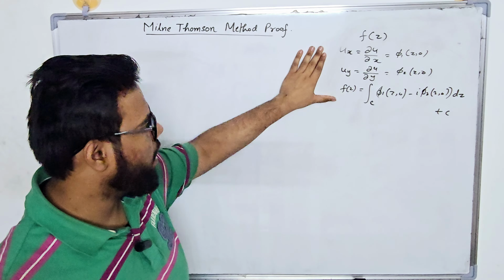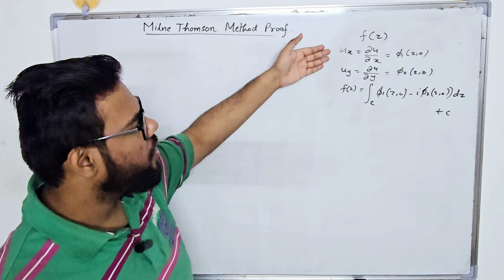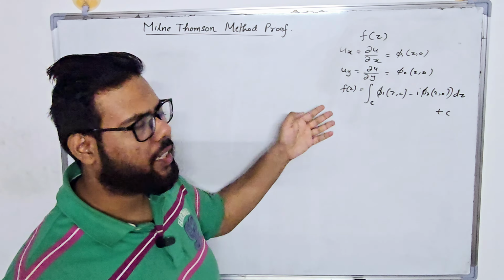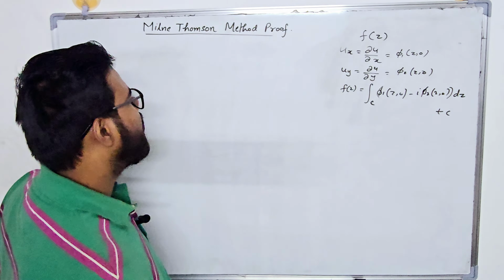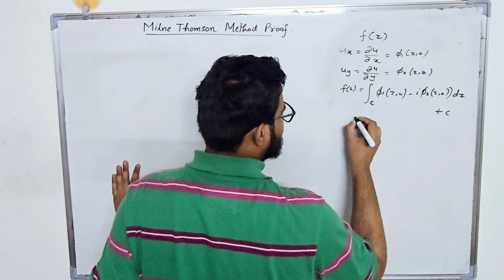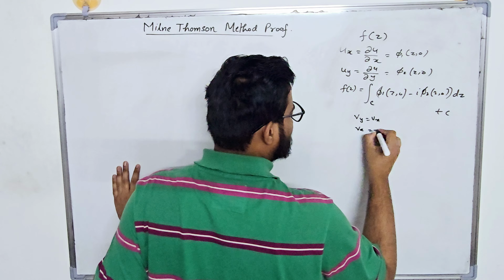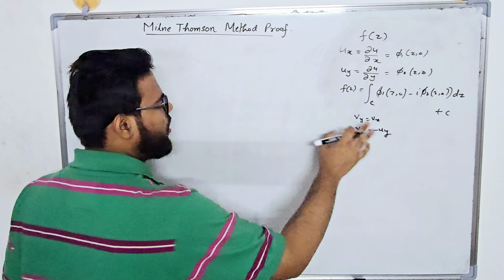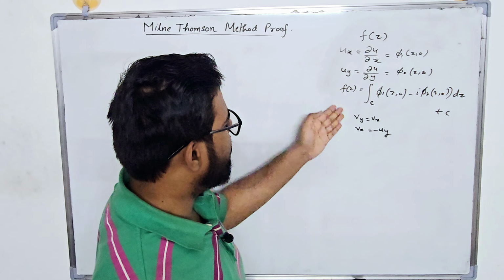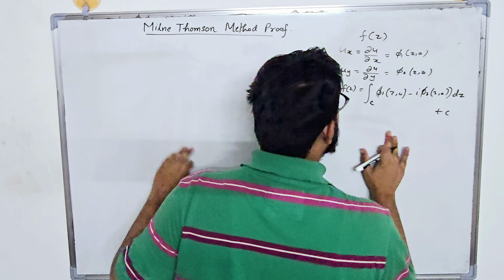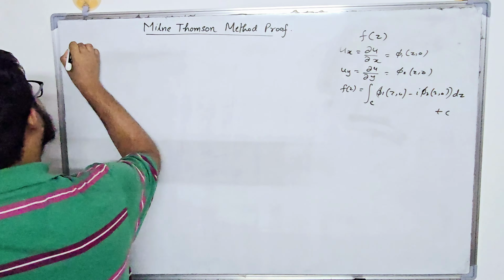So this is a statement, and of course you can use the same method and solve for the case in Vx and Vy, because we know the relation that Uy is equal to negative Vx and Ux is equal to Vy. So you can use this relation and formulate this in terms of V also, in Vx and Vy. So now let's study its proof.